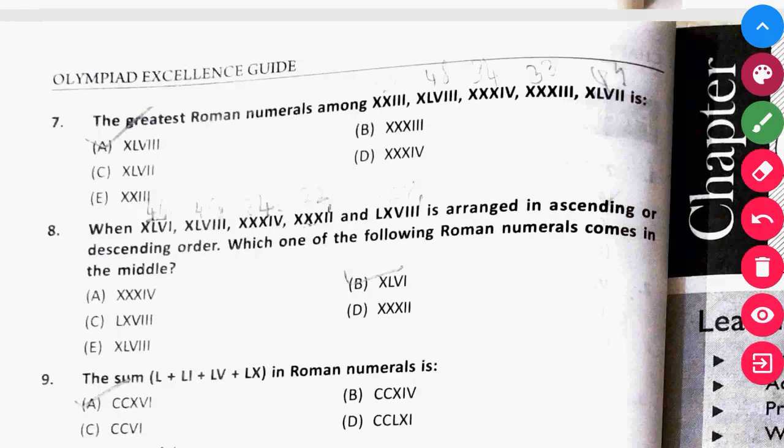Now you have to arrange them in ascending order. Again write the numbers and then arrange them in ascending order. Okay, XL means 40. You always keep in mind, it is denoted by the number 40.